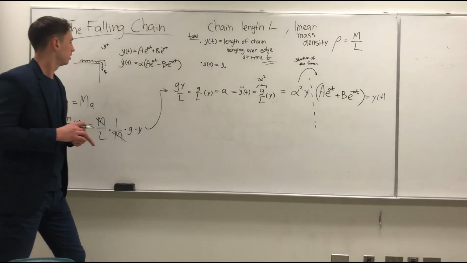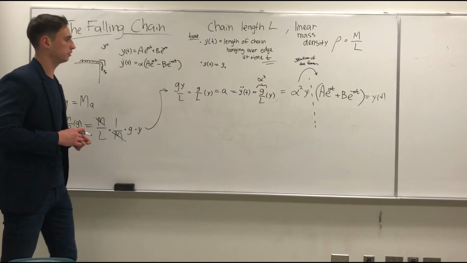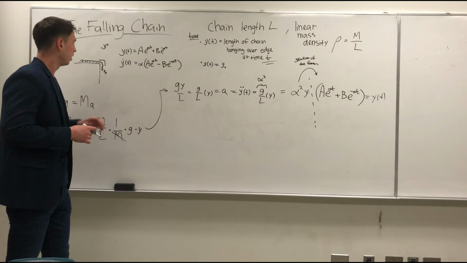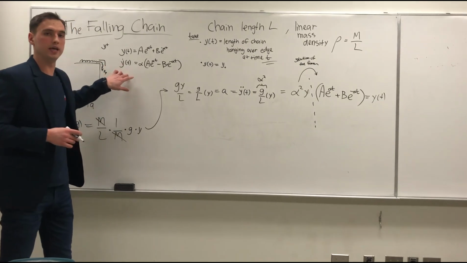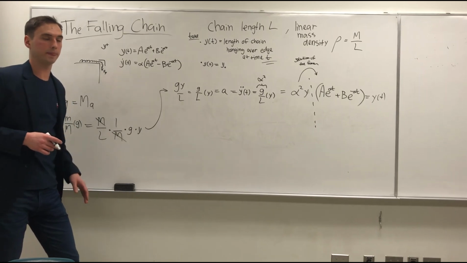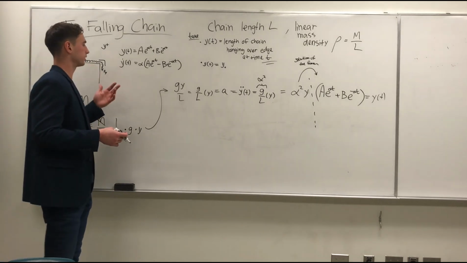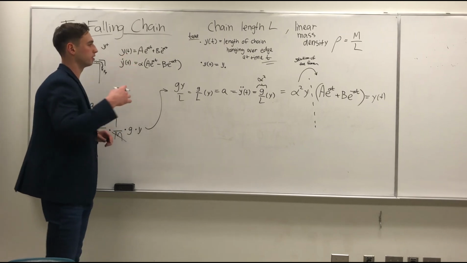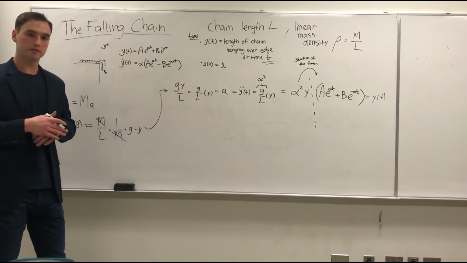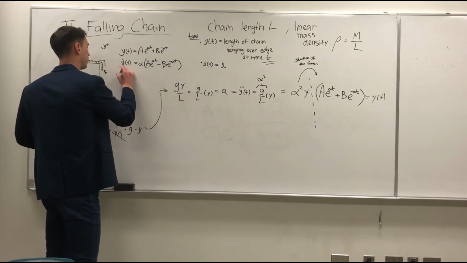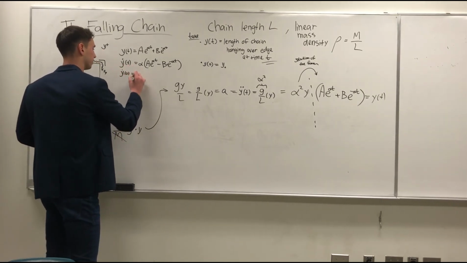Y dot of t is the velocity of the object, of the chain. So when you differentiate it once, it's going to be the velocity. We know in the beginning it's not moving at all, it's just hanging out. So we know that y dot of 0 equals 0.